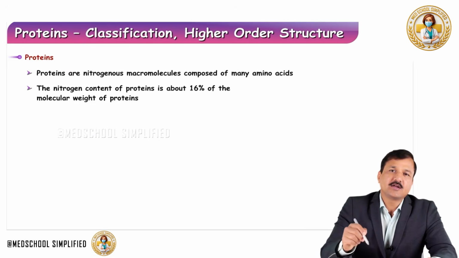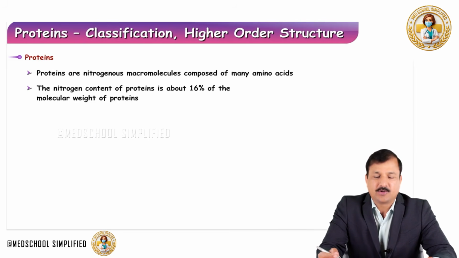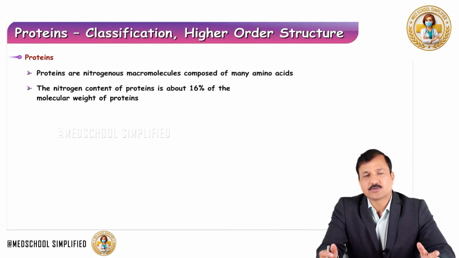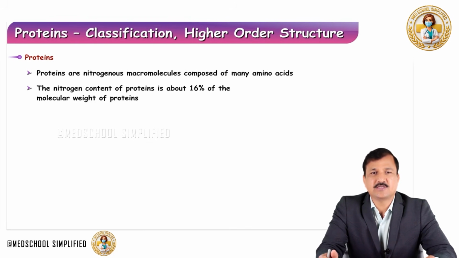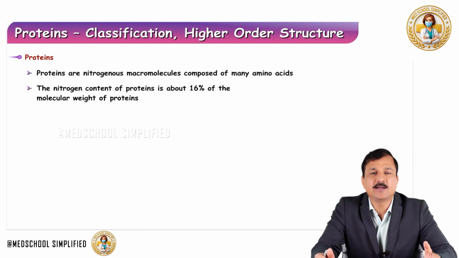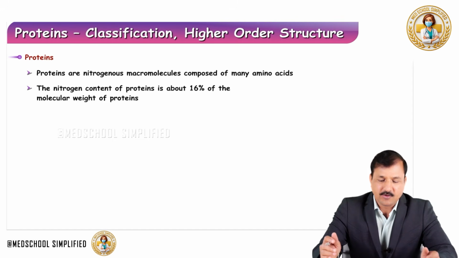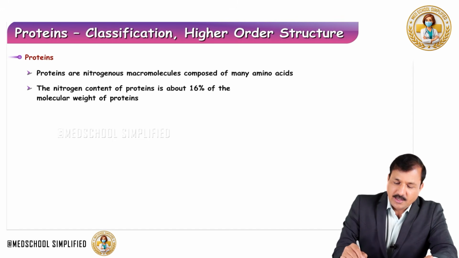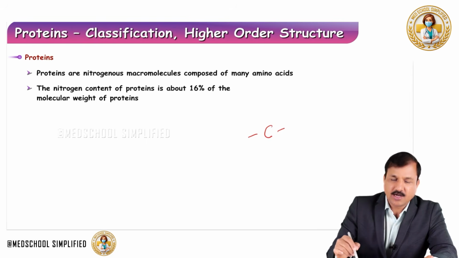Now, proteins are nitrogenous macromolecules which are composed of amino acids. Basically, amino acids are the building blocks of proteins. That's why proteins are called polypeptide chains, because one amino acid is joined with another amino acid by a peptide bond. That's why it is called a polypeptide chain.